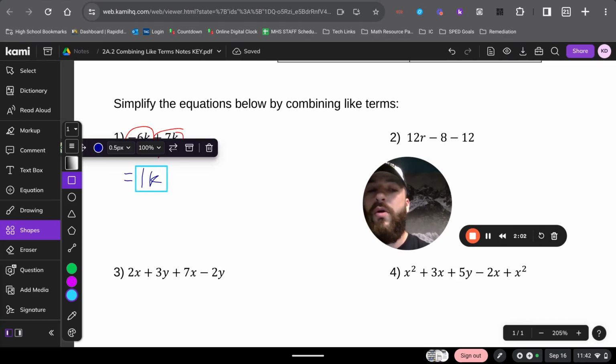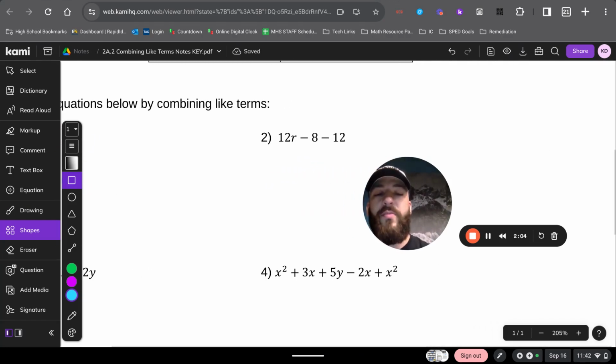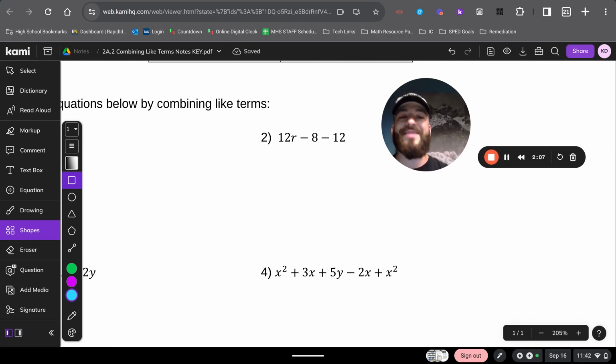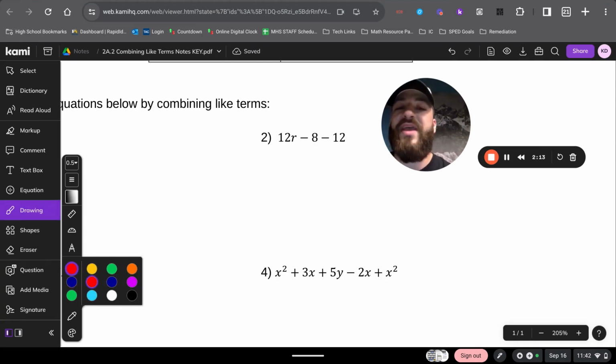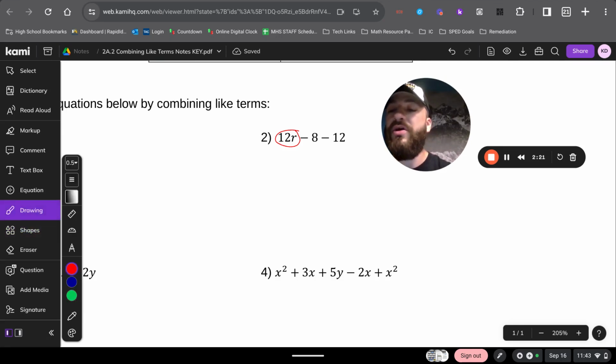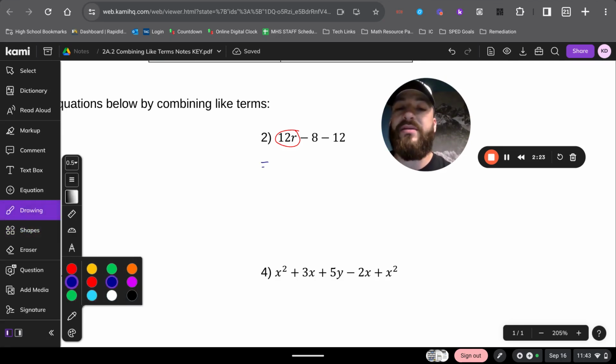Okay? So relatively straightforward. Over here on number 2, though, now I have 12r minus 8 minus 12. So I'm still looking for those like terms. First and foremost, do I have anything else like 12r? I do not have any other terms in this expression that has r. So my next step, I'm just going to get 12r exactly as it is. But then my -8 and my -12 are the same kind of terms. So -8 and -12 would make -20.